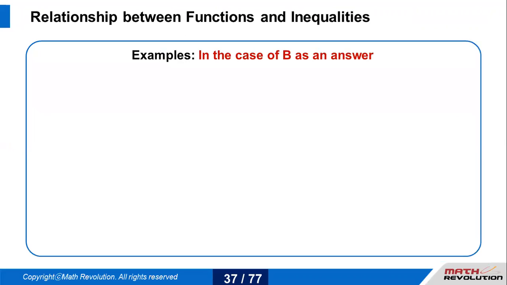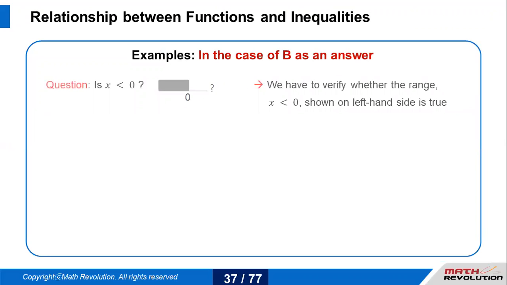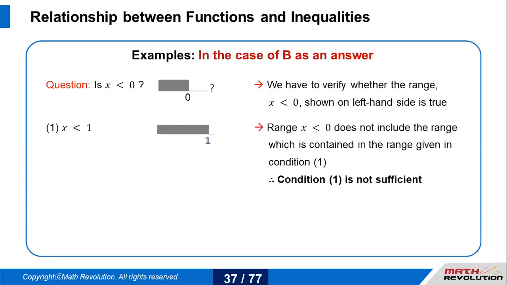So let's talk about this. What happens if B is the answer? Question is, is X less than 0? So we have a range here and we need to see whether X is less than 0. Condition number 1 is X is less than 1. X is less than 1 does not include the range X is less than 0. So this is not sufficient.